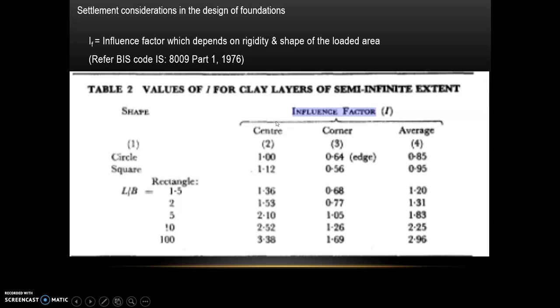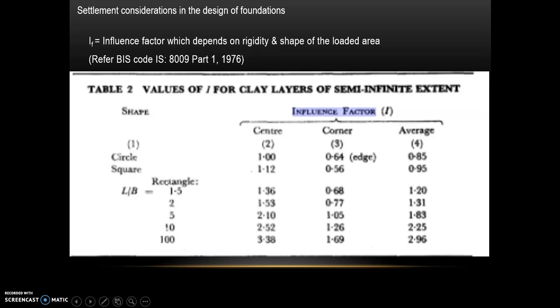If we want to find out settlement under the center of the footing, then we need to take IF as 1 if the shape of the footing is circular. And if we want to find out settlement at the corner of the footing, we need to take the value as 0.64 if it is a circular footing. And for square footing, the value of IF is 1.12 at the center and it is 0.56 at the corner.